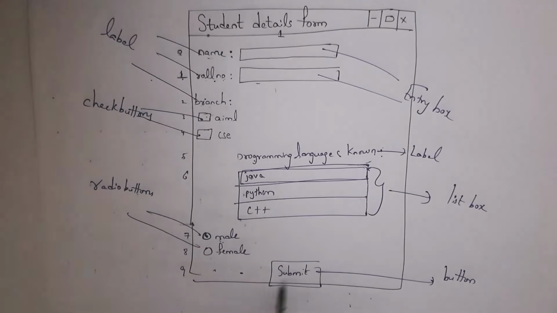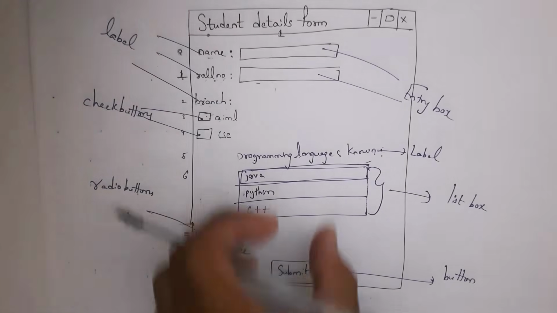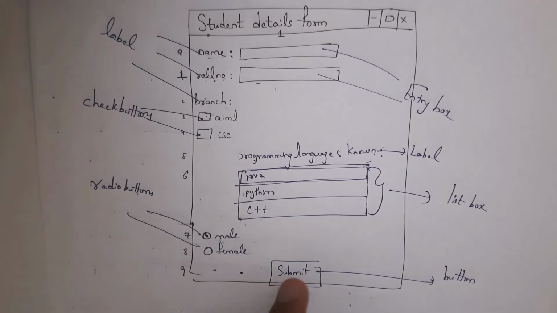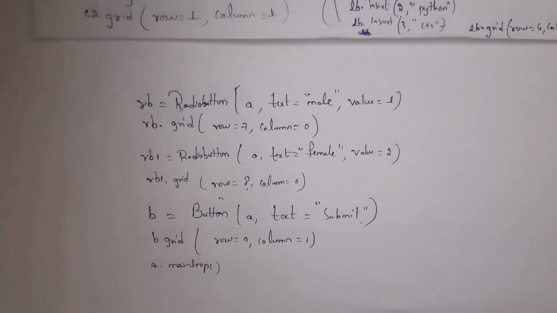And at last I want to insert submit button. I want to insert the submit button on row 9 and column 1, not in column 0. I want to insert submit button in column 1. So I need to take row equal to 9 and column equal to 1. I already said before, in order to create button, we need to use button method. I am creating button. So I am taking variable name as b equal to button of A comma, I am giving text, that is submit. By using grid method, I am placing this button. And next write here b.grid of row equal to 9 comma column equal to 1.